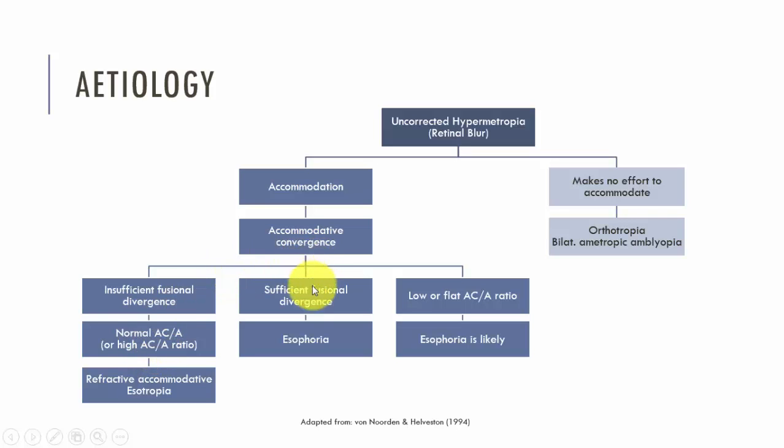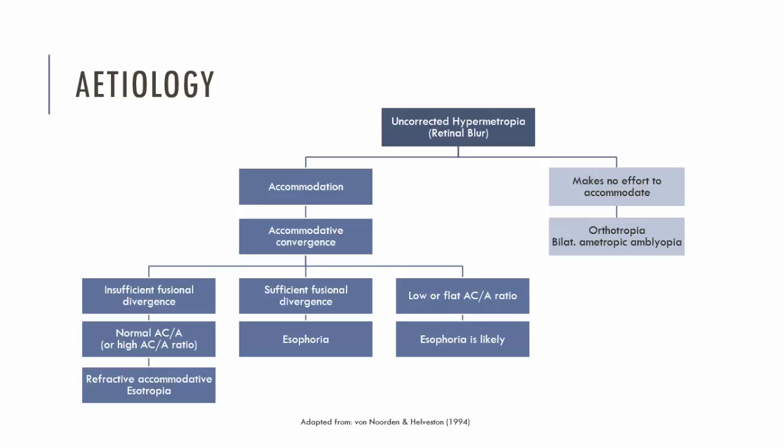Okay, if, however, on the other hand, the patient has sufficient fusional divergence, so their binocular functions are strong, then they will be able to overcome the fact that they're undertaking excessive amounts of accommodation and thereby accommodative convergence, and what they'll have is an esophoria. The other thing that may help is if the patient has a low or flat ACA ratio, which means that for every diopter of accommodation, they're not doing as much accommodative convergence as someone with a normal ACA or a high ACA ratio, and this generally will lead to an esophoria or perhaps even orthophoria.